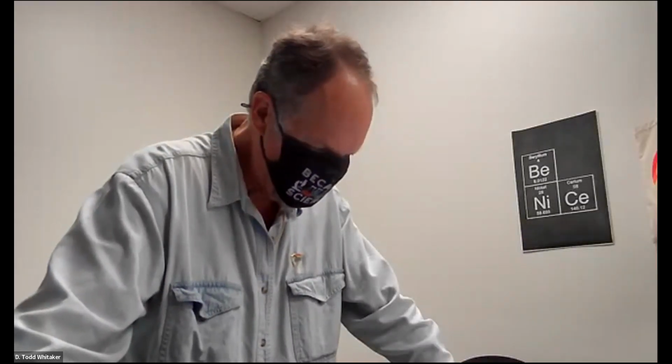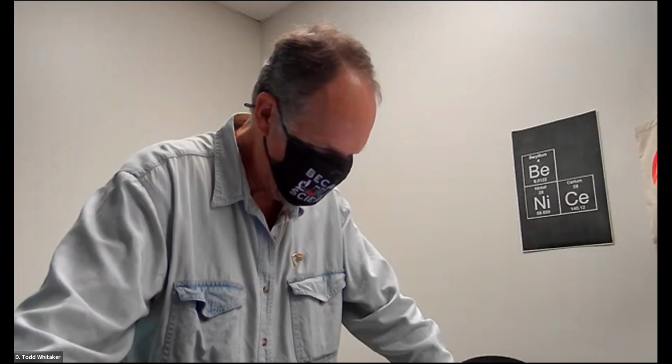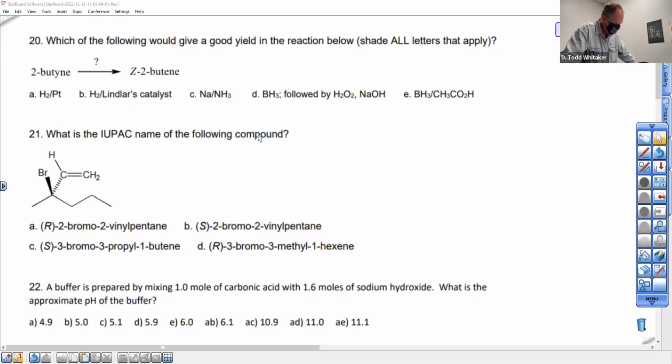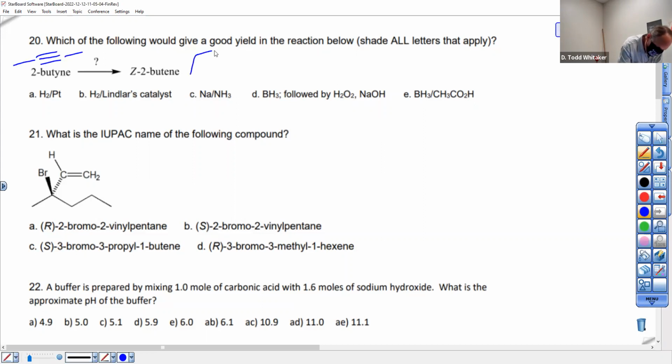Continuing our exploration of multiple choice final practice problems from section 8 at Moodle. We have: which of the following would give a good yield in the reaction below? Shade all letters that apply. Butane becoming Z-2-butene. So we have this one becoming this one.